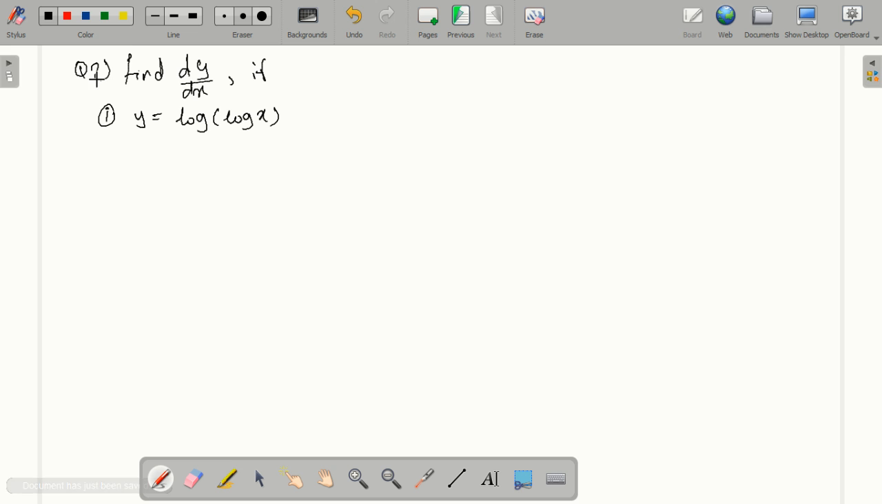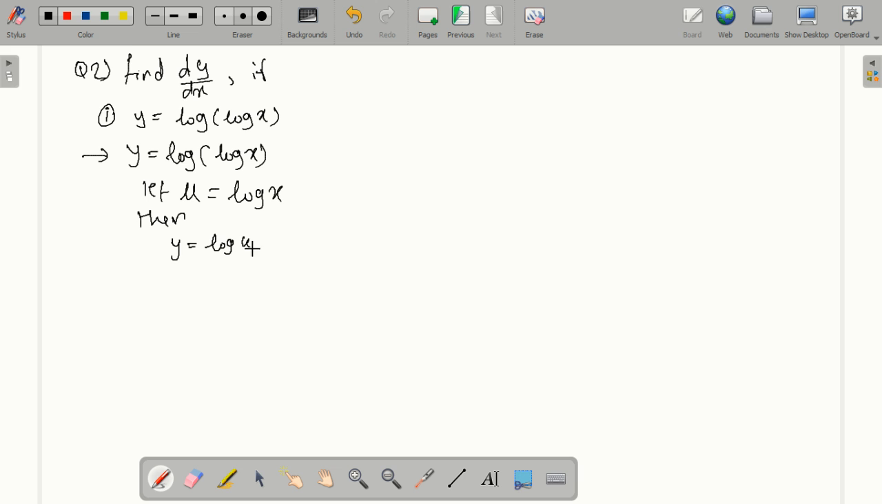So we are continuing the exercise 3.1, and here we need to find the derivative of y with respect to x if y is equal to log of log x, right? To write an answer, I'm going to again write the question here, log of log x. What we are going to do here is assume that u is equal to log x, then y is equal to log u, right? So log x becomes u, so y is equal to log u.